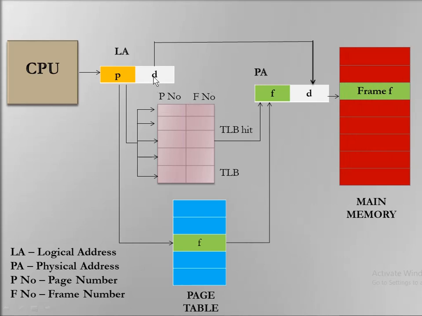If this page number is not present in this TLB, then we search for it in the page table and identify the frame number, and you add this F with the page offset and then identify the frame here.